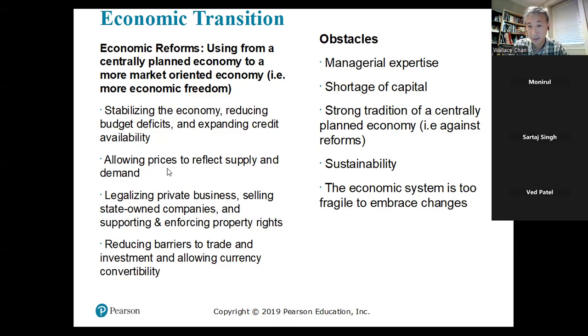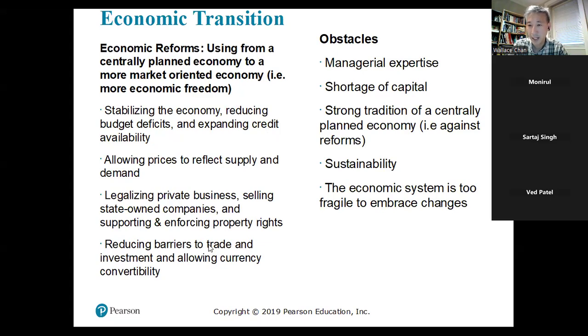Very often, governments need to reduce their deficits and expand credit availability so that businesses can borrow money more easily. Also, a lot of those countries try to reduce barriers to trade and investment and allow currency to be converted more easily.